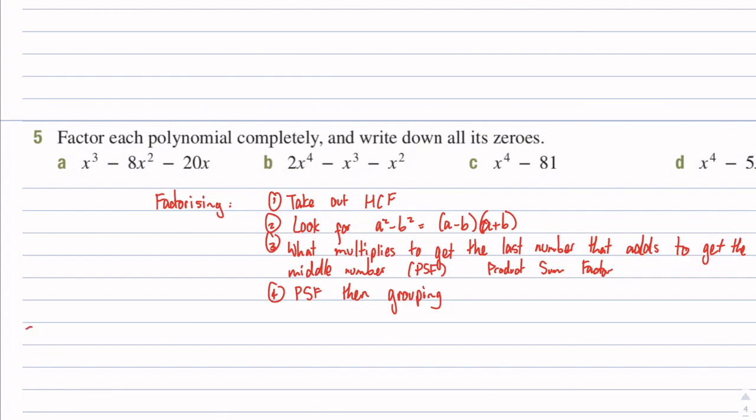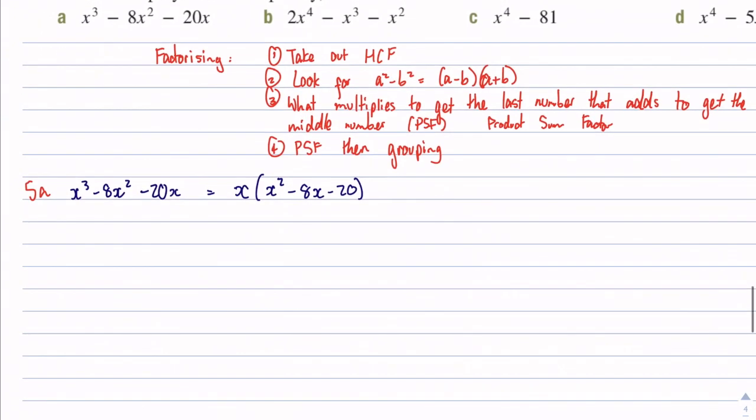So for 5a, we've got x cubed, take 8x squared, take 20x. So the first thing I'm going to do is take out the highest common factor. x appears in all these, so I've got x outside of x squared, take 8x, take 20. Now, we don't have any a squared take b squareds here. So what multiplies to get negative 20 and adds to get negative 8?